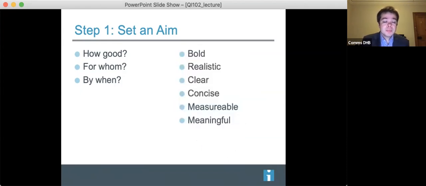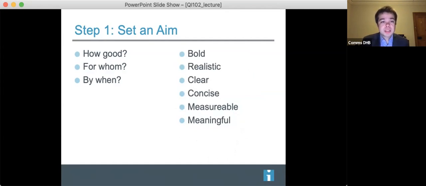So with an aim, you need to be bold. There's no point asking for a small change. You might get it, but then what's the point? You need to ask for something that is bold. You need to be realistic, though. You can't ask for too much. It needs to be clear, a vision that everybody can see as well, pretty much the same as what's in your mind.